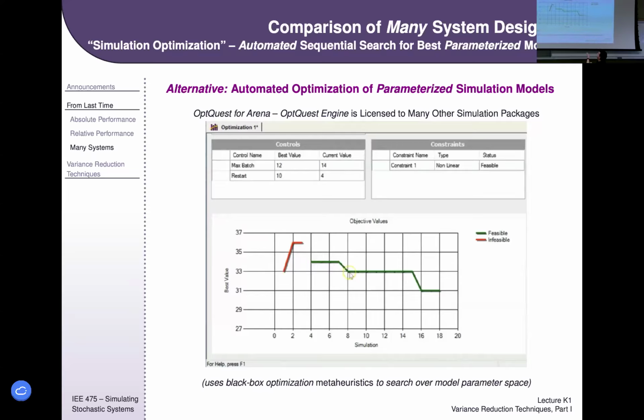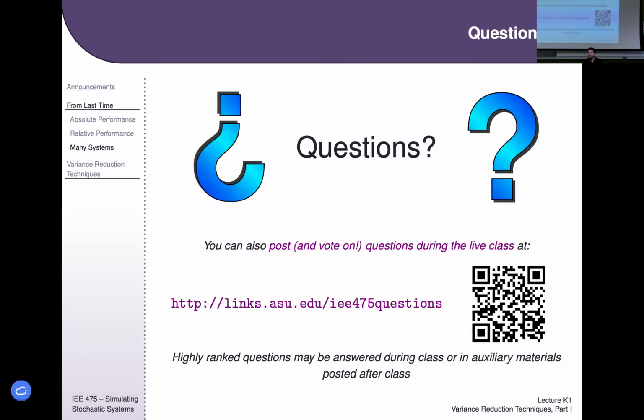This is a third-party program. You can find OptQuest is not made by Rockwell Automation. It's licensed by Rockwell Automation. So if you use other simulation tools, you'll find that they also use OptQuest. So it's a tool you'll see in other programs as well. Okay, so I think that catches us up. Any questions about the mini systems ideas here?